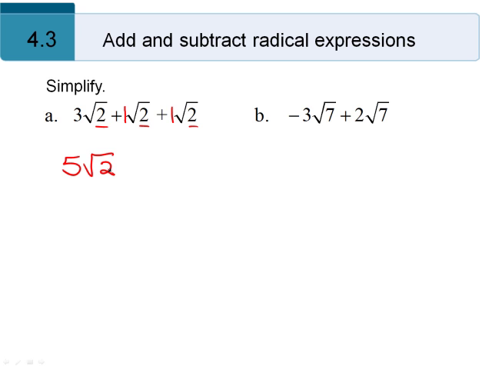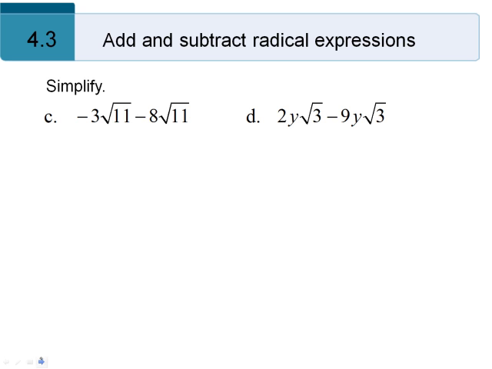Okay. Look at letter B. Here we have negative 3 square root of 7 plus 2 square root of 7. Once again, those are like radicals. They're both square root of 7. So you combine your coefficients. Negative 3 plus 2 would be negative 1 square root of 7. Okay. Now remember, WebAssign does not like those 1s as coefficients. So when you put it into the homework, you would just put the negative square root of 7. Don't put that 1 in front. Okay.